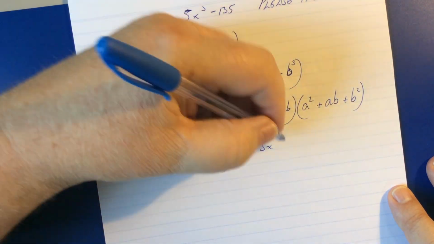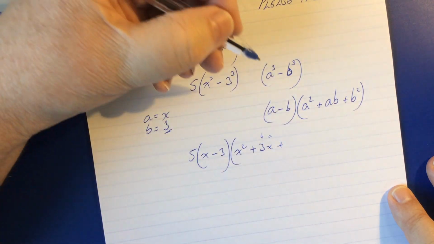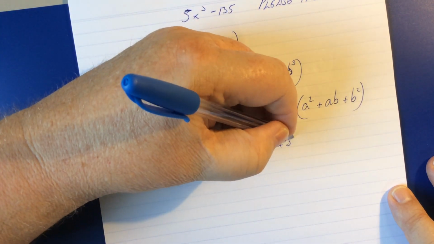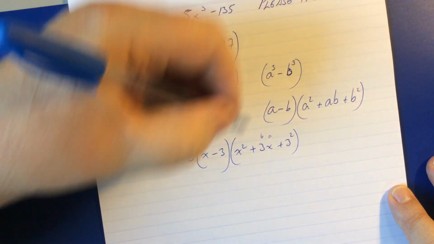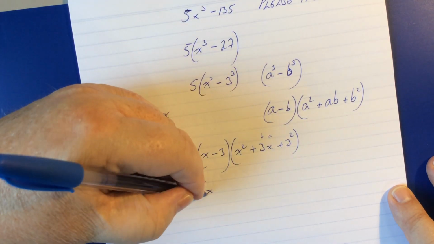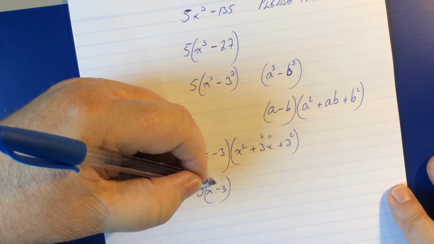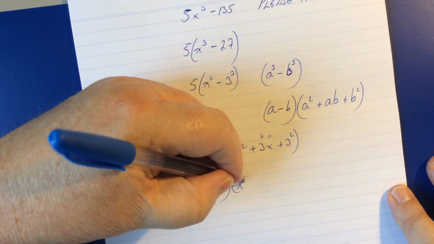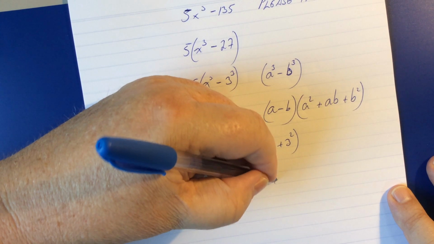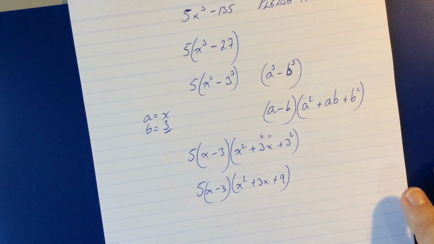And then b squared, which is 3 squared. Okay, tidying this up, 5 times x minus 3, that gives us our x-intercept, times x squared plus 3x plus 9.